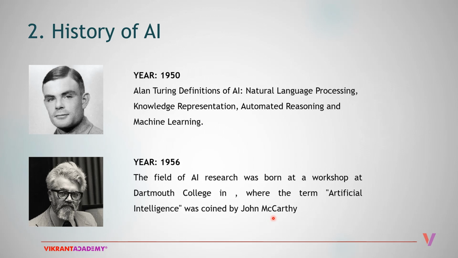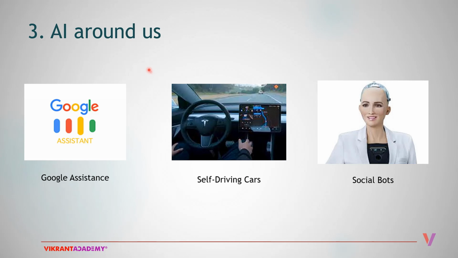AI around us. You often see AI and this concept around us when we use our Google Assistant for voice search, when we use Alexa, and self-driving vehicles around us are also a concept of AI. However, these are narrow AI. Then we have the social bots that are getting quite popular on YouTube and other social media platforms. So these are three things that we often see in our day-to-day life.